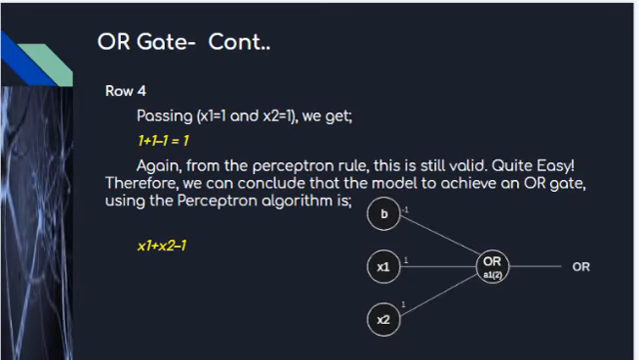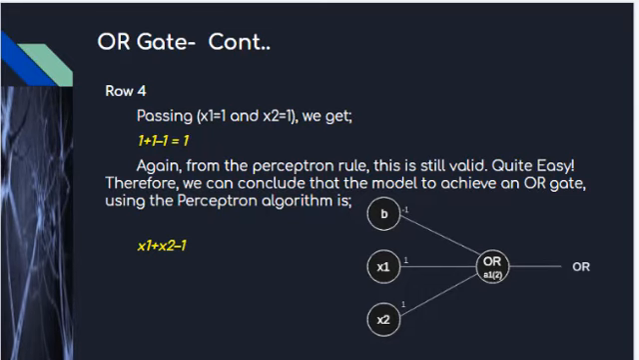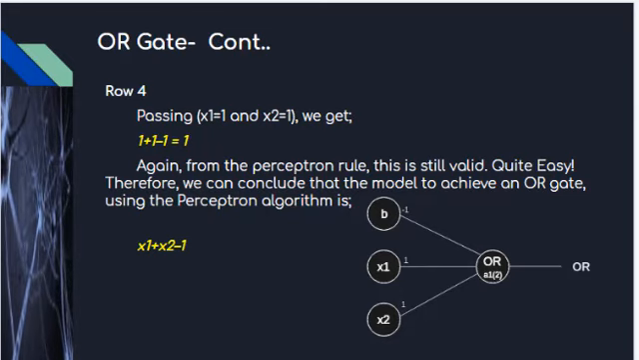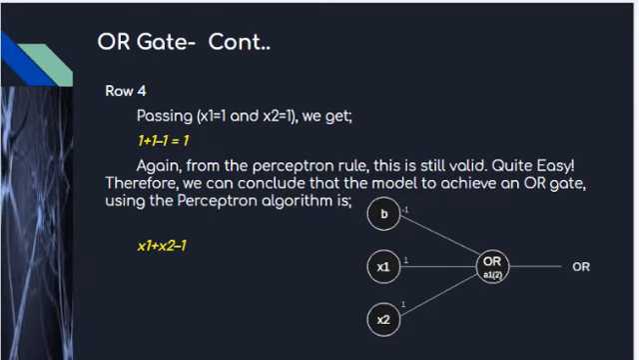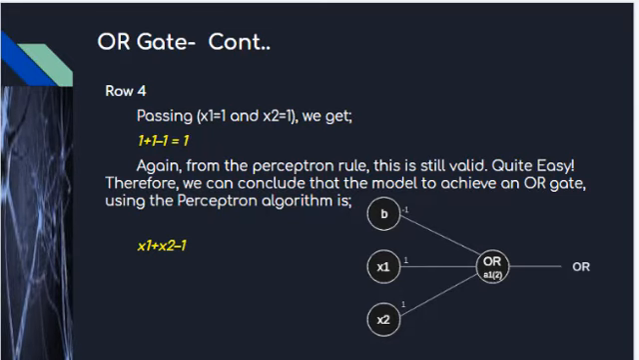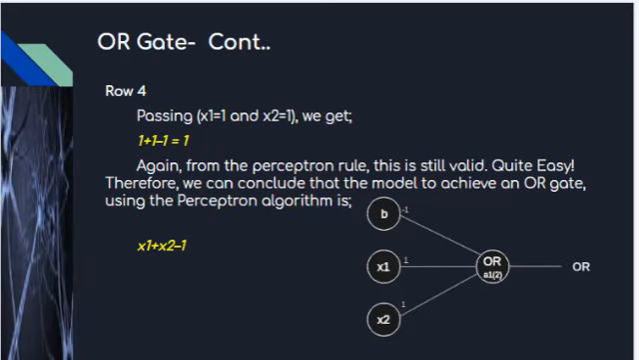Then take row 4, passing x1 equal to 1 and x2 equal to 1. We get 1 plus 1 minus 1 equal to 1. Again, from the perceptron rule, this is still valid, quite easy. Therefore, we conclude that the model to achieve an OR gate using the perceptron algorithm is x1 plus x2 minus 1.